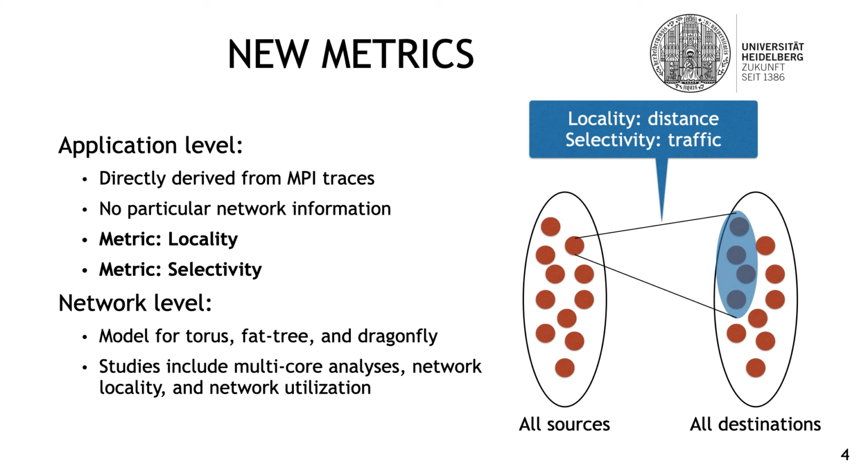In the second part of this work, we are looking at the network level, which requires some kind of model in order to derive network-specific features. Based on a simple non-temporal network model, we are evaluating different network-level topics, such as multicore effects, network locality, and network utilization.